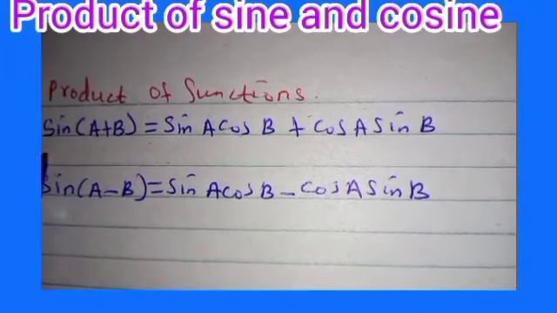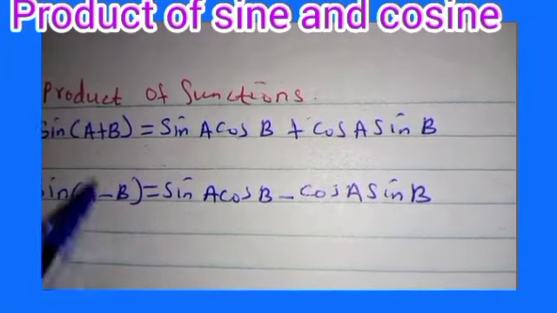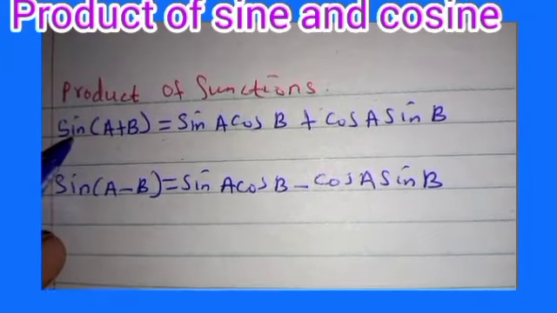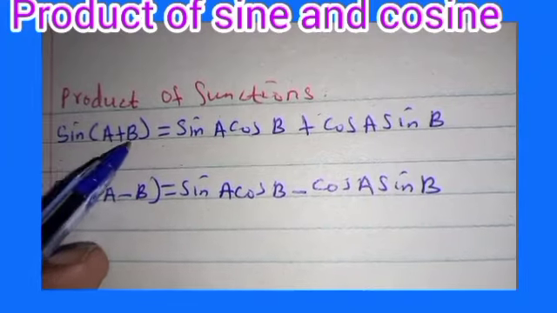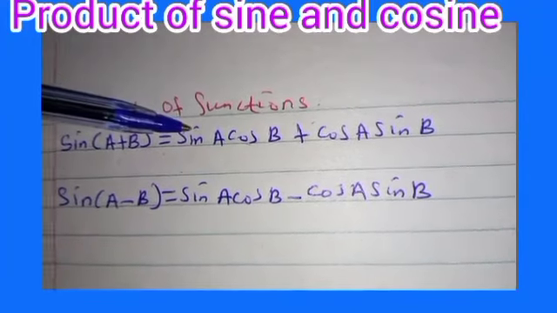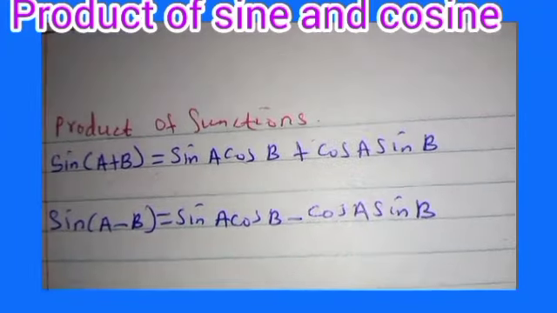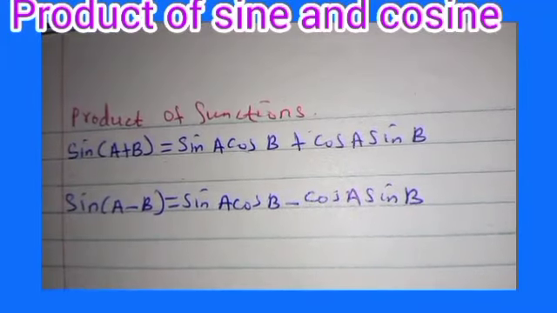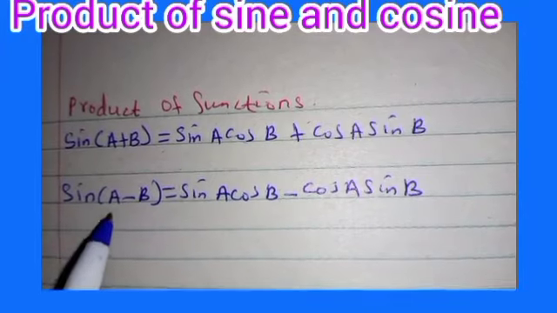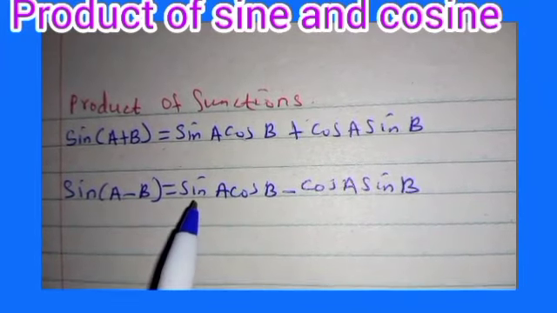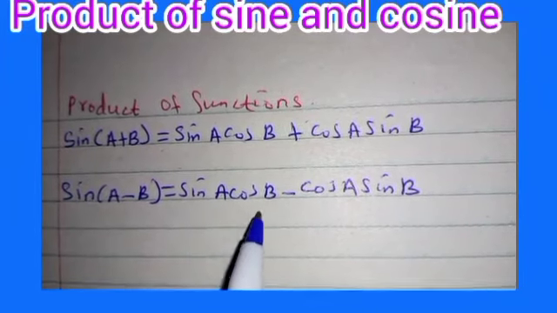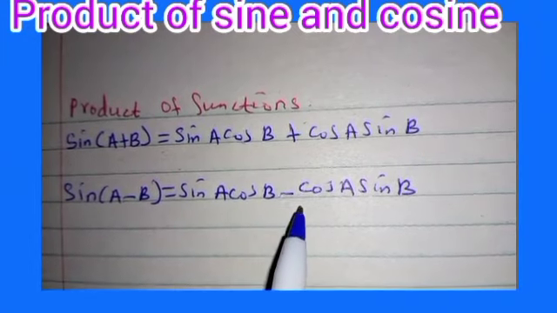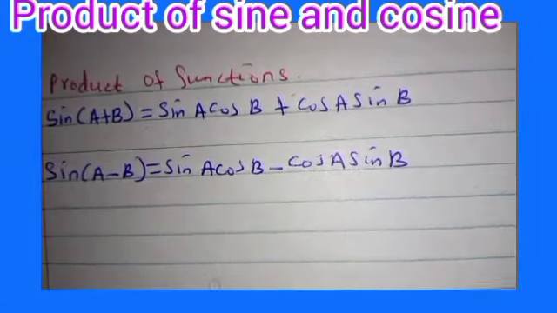From the sum of the sine function, which is given by sine of angle A plus B, is given by sine A cos B plus cos A sine B. Sine of angle A minus B is given by sine A cos B minus cos A sine B.